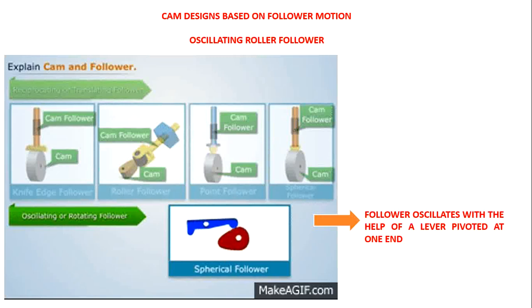Hello everyone. In this session we'll look at cam designs with a roller follower which is oscillating. In the previous sessions we have designed the cam which only reciprocates. Either it may be a roller, flat face or knife edge follower that reciprocates when the cam rotates. Now in this case we will go to the design where the cam will rotate and the follower oscillates.